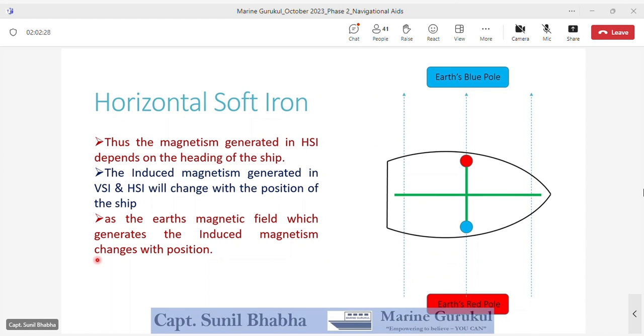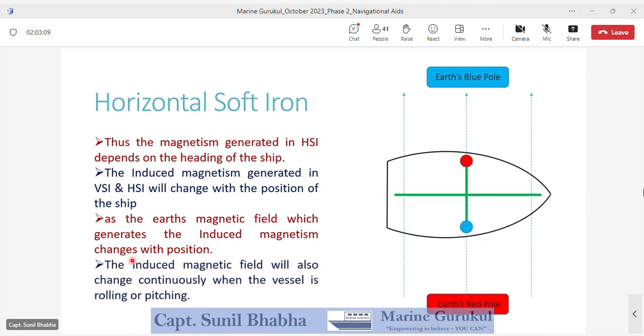So as the vessel changes its position, the magnetic field which is affecting the vessel also changes. The magnetic field at the equator is in a different orientation. Field lines are horizontal. The horizontal component is the strongest and the vertical component is zero. Now as you move towards the pole, the horizontal component keeps becoming lesser and lesser and the vertical component keeps becoming stronger. At the pole, you have zero horizontal component and maximum vertical component. So with the magnetism of the Earth changing with position, as the ship goes from position A to position B, the induced magnetism in the ship's soft iron structure is also going to change.